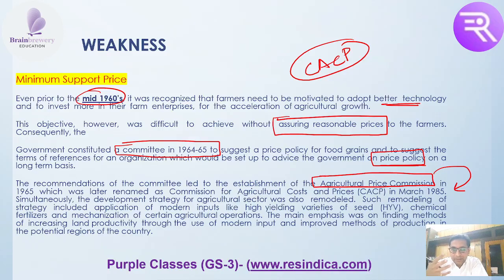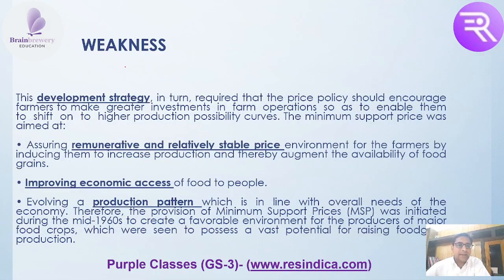Based on various inputs like high yielding variety seeds, chemical fertilizers, mechanization and various other things, this committee was tasked with finding out how we can increase productivity, how we can shift the farmer from one crop to another, how we can motivate the farmer toward modern inputs, and how they can go for other productivity-increasing techniques, right? So the development strategy in turn requires that the price policy should encourage farmers to make greater investment, right? This development strategy says that the farmer has to invest in operations.